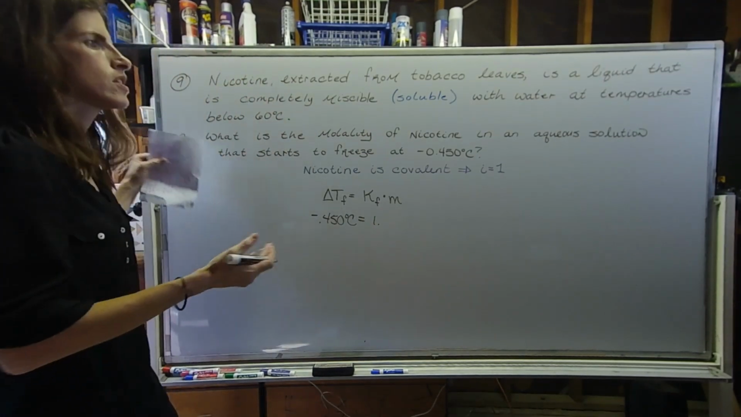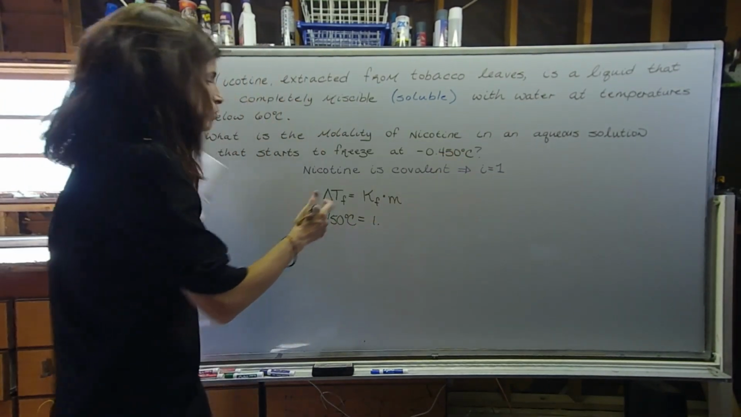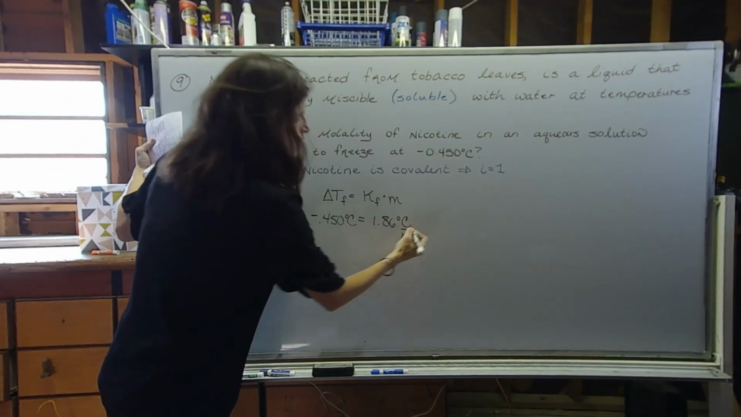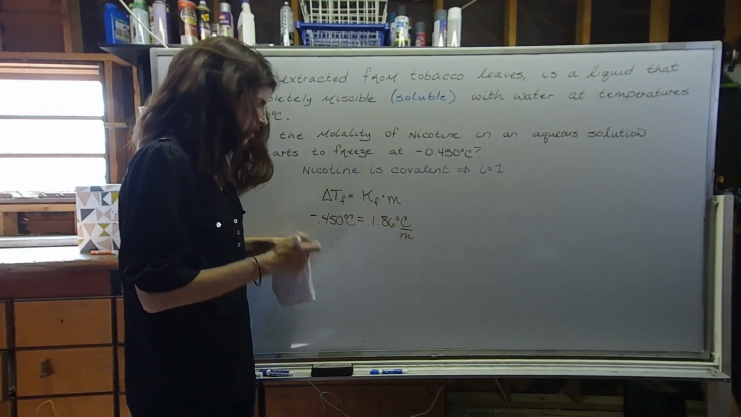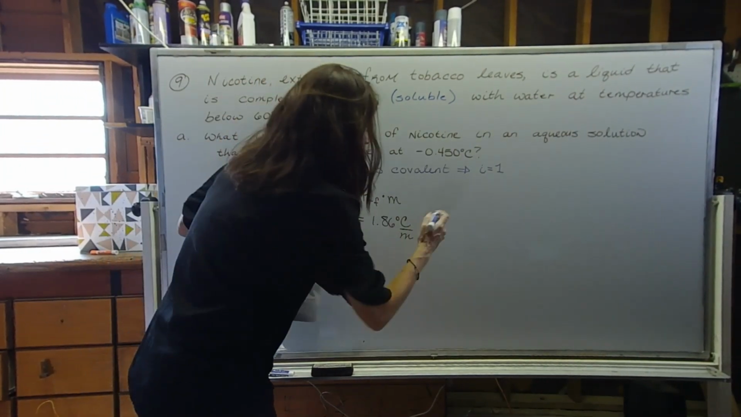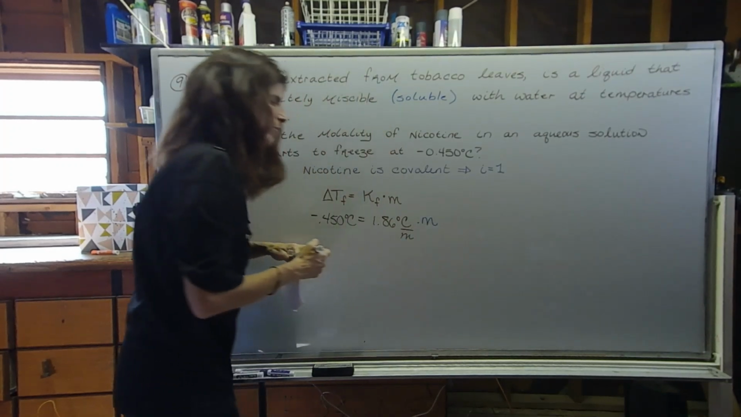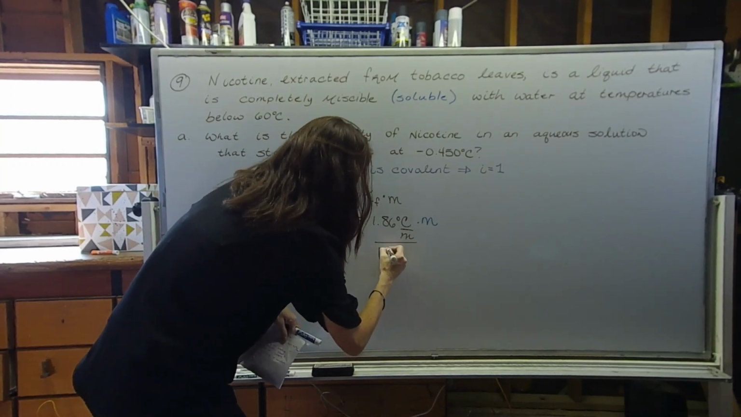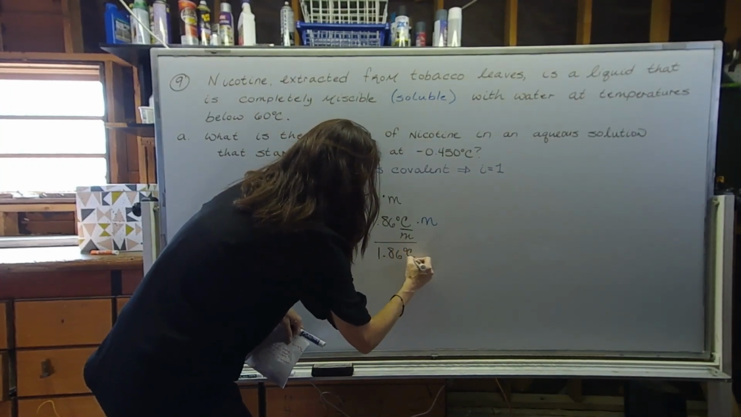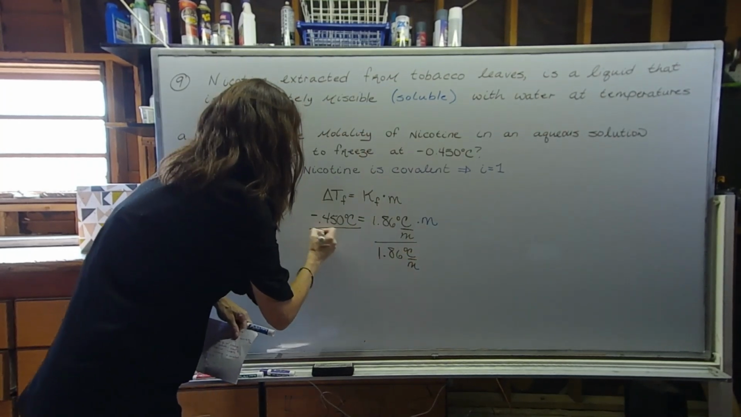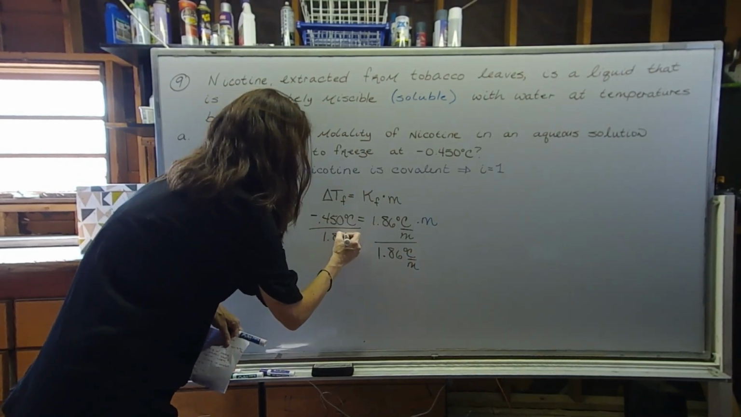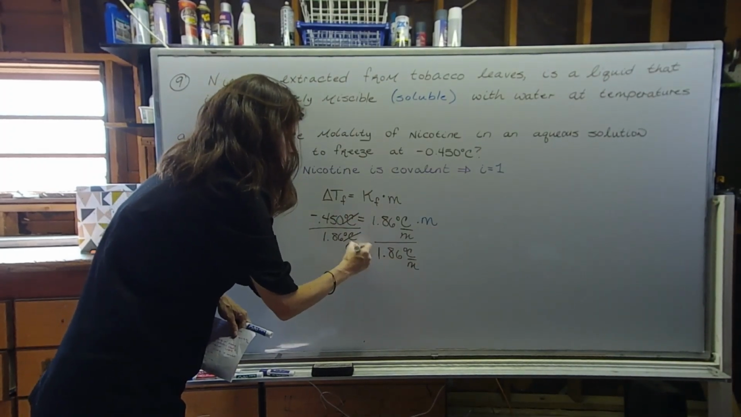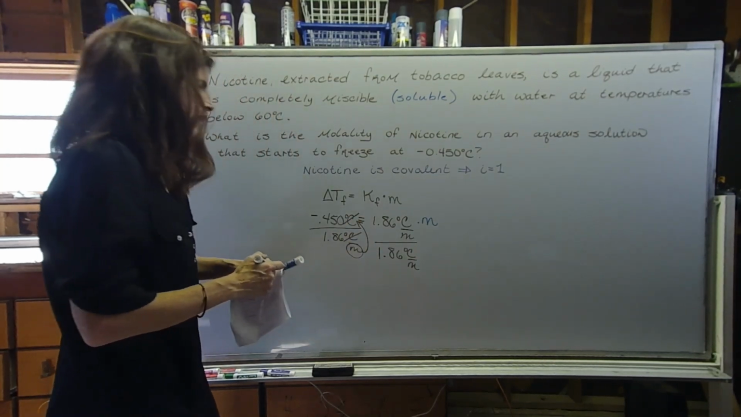For Kf, since this is an aqueous solution, I know I'm going to use 1.86 degrees Celsius per molal, because that's the freezing point depression constant for water. And then my unknown is that molality. I need to isolate the molality, so I'm going to divide each side by 1.86 degrees Celsius per molal. Then I'll see how the units cancel. Degrees Celsius cancels with degrees Celsius, leaving molality, and that needs to go up to the top.